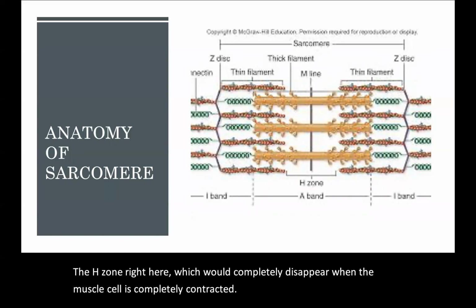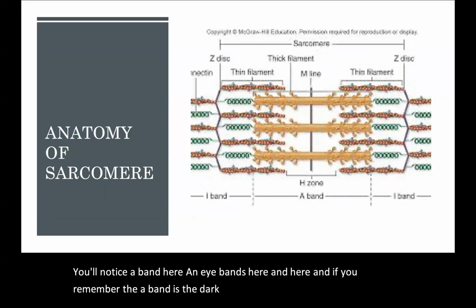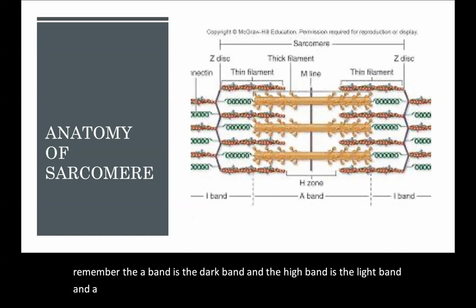You'll notice the A band here and I bands here and here. And if you remember, the A band is the dark band and the I band is the light band. And a good way to remember that is the second letter of both words, dark and light, are the letters that coincide with those.